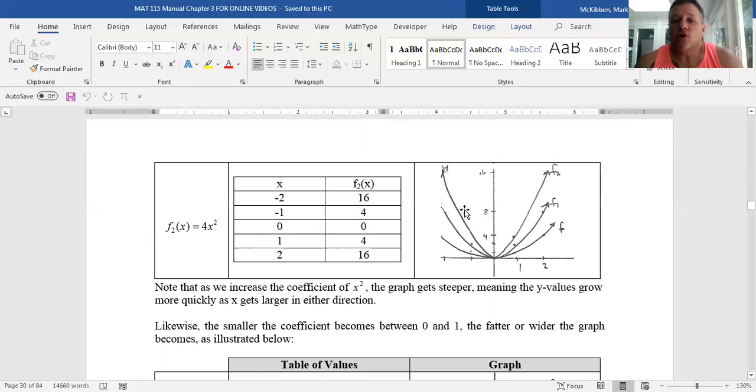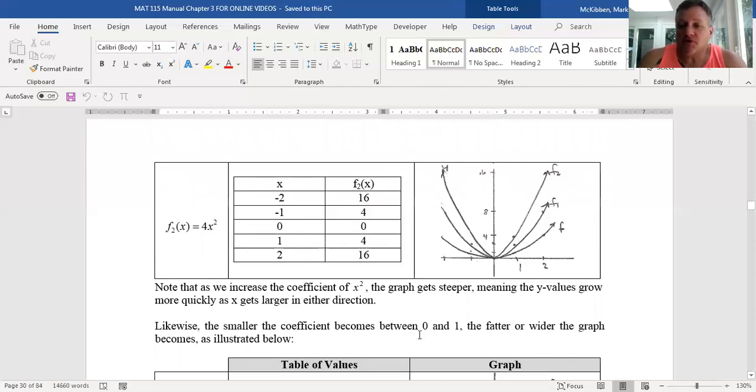Right now, the outputs are quadrupled with respect to the original f, and so it's compressed even more towards the y-axis. So what you can say is that if you multiply x squared by a number larger than 1, so 2, 4, any number larger than 1, it compresses the graph towards the y-axis, or makes it skinnier, if you want to think of it that way, by that factor.